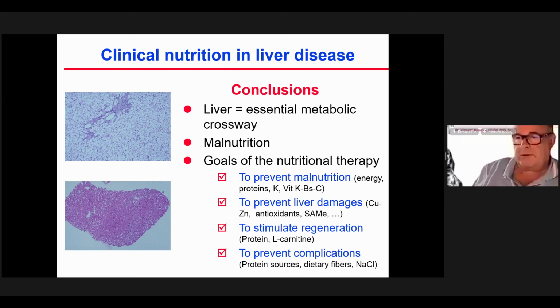We want to prevent liver damage, and that is especially associated with copper. We don't want accumulation of copper in the liver, and diets that are low in copper can help to do that. We want to stimulate liver regeneration, and there it's mostly the role of protein. And we want to prevent complications such as hepatic encephalopathy, so we have to choose the right protein source, vegetable, dairy. We have to add dietary fiber to the diet to promote a nitrogen trap in the hindgut and promote acidification in the hindgut.